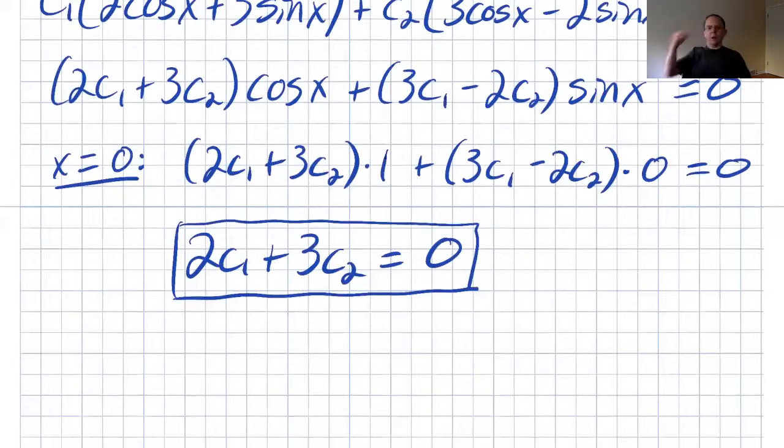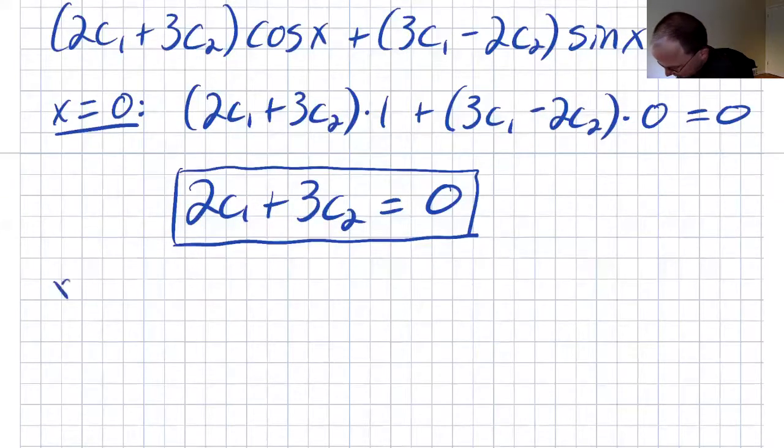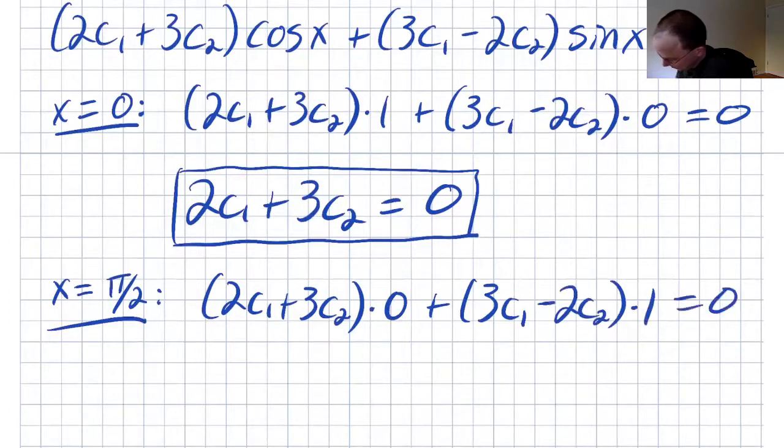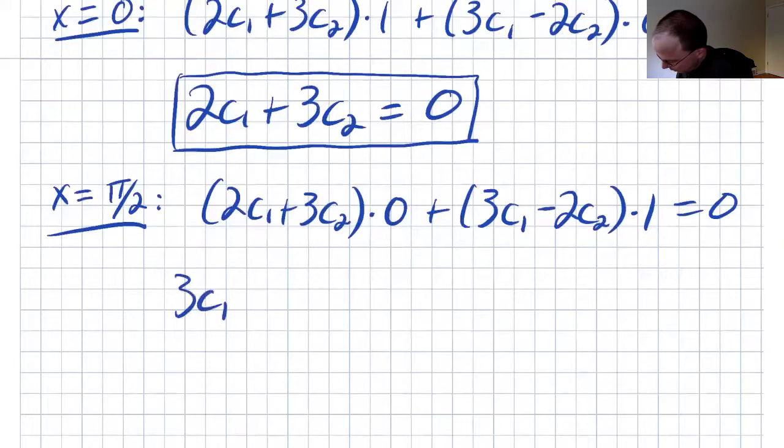Now, what can we plug in to get cosine to be 0? So cosine of pi over 2 is 0, and sine of pi over 2 is 1. So let's plug in pi over 2. So x equals pi over 2, and we will get 2c1 plus 3c2 times 0 plus 3c1 minus 2c2 times 1. And so therefore we get 3c1 minus 2c2 is equal to 0.